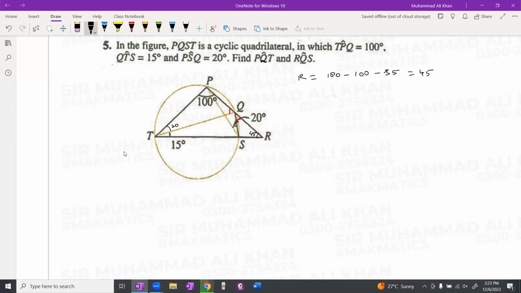If this angle is 45, now let's do more working in this. Now look, children, PQST is a cyclic quadrilateral. The opposite angles, angle Q plus T, equals 180. So what is angle Q? It will be 180 minus 35. So it will be 145.